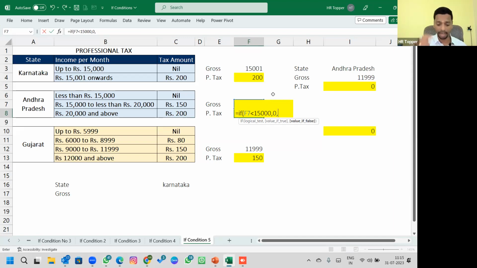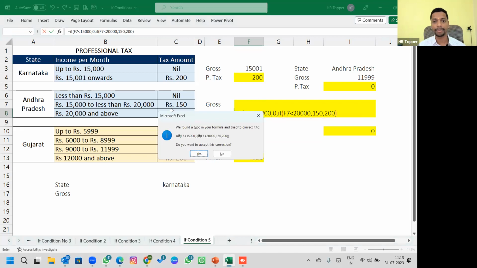For that, we have to use the if condition. If the gross is less than 20,000. Now the second condition is: up to 15,000 it is 0, and up to 20,000, can you see, less than 20,000 it is 150. So if gross is less than 20,000, then give me 150. Or else, what is the meaning of or else? If it is less than 20,000, give me 150, or else more than 20,000, then give me 200 and close the bracket.